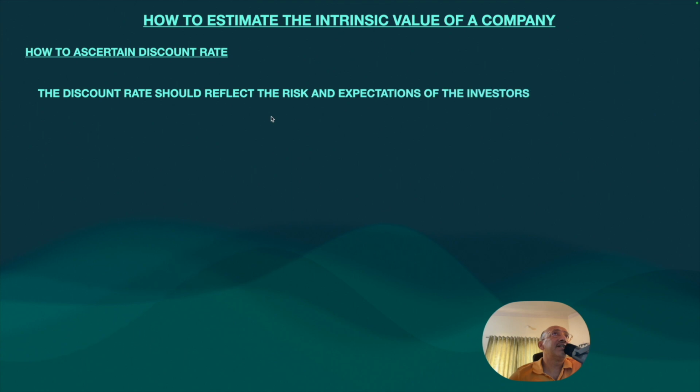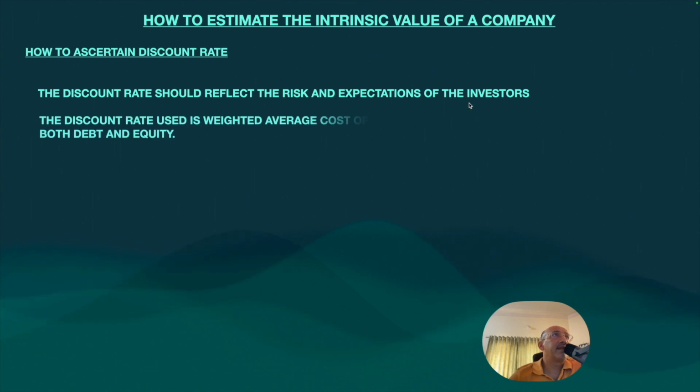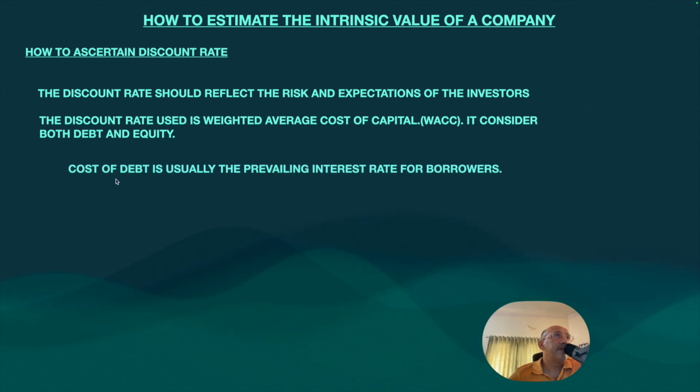Now how do you ascertain the discount rate? The discount rate should reflect the risk and expectations of the investors. The discount rate used is the weighted average cost of capital, which we just discussed. It considers both debt and equity. That is going to be the discount rate. Then you should ask what will be the cost of debt. Cost of debt is usually the prevailing interest rate for borrowers. I have already told you, if the bank is charging an interest of 10% for the loan taken, then the cost of debt will be 10%.